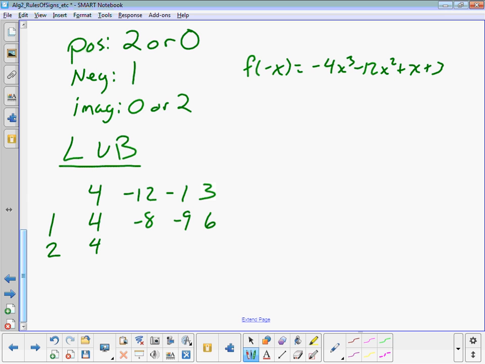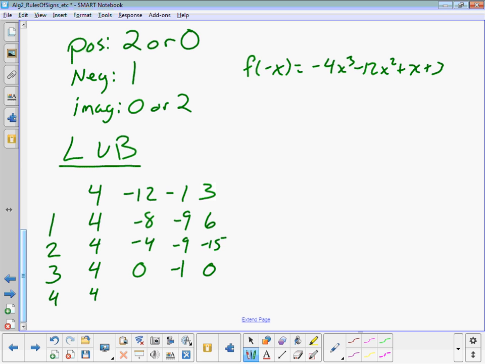So the 4 comes down, we get an 8, we get a -4, we get a -8, we get a -9 again. Then we get a -18, so we get a -15. That's not looking good. 3 gives us 4. 12, that would give us a 0. That would get us a -1. That would get us a 0. Not all positive, so we've got to try 4.